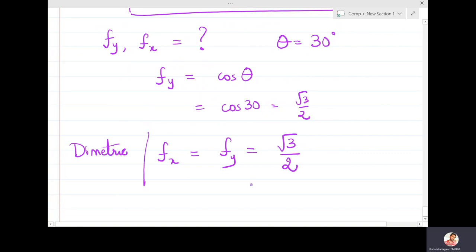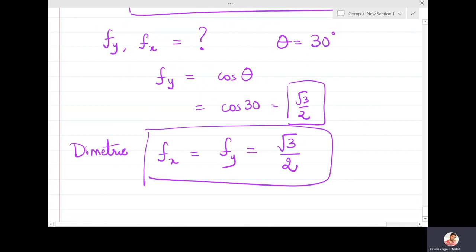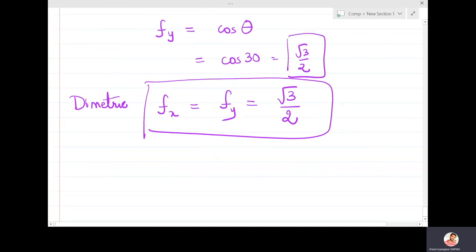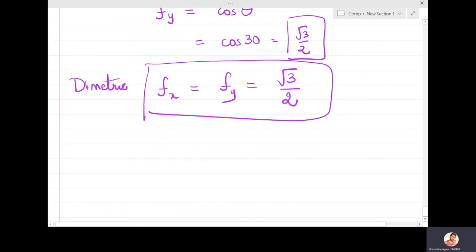So I suppose that now all the questions asked have been answered. With this we finish the section on dimetric projections. In the next lecture we will discuss isometric projections, and in the same lecture we will also compare trimetric, dimetric and isometric projections. All three projections will be compared in the lecture on isometric projections.